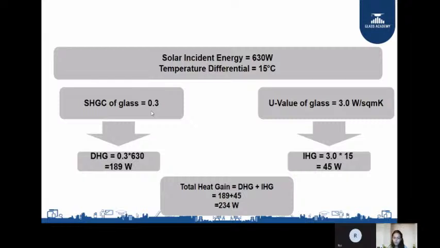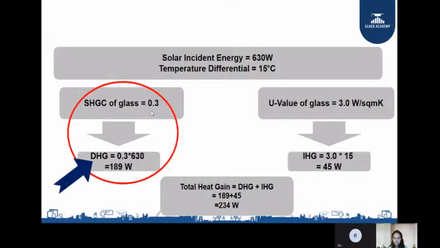Now we will see what will be the impact of SHGC and U value on the building, and how it will affect your glass selection. For that, we have to find the total heat gain. Total heat gain is what? It's a summation of direct heat gain plus indirect heat gain. Now direct heat gain is because of SHGC and indirect heat gain is because of U value.